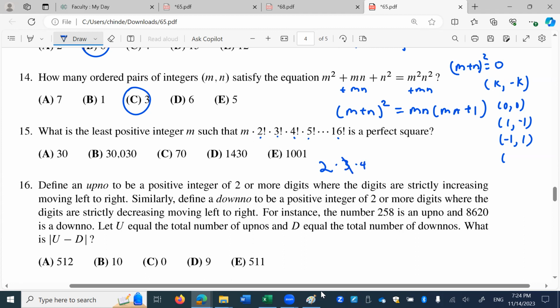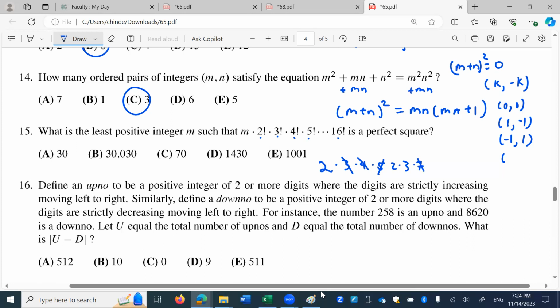4 itself is a perfect square, so I don't care that it has an odd exponent. 5 has an even exponent, right? 5 occurs in every factorial from 5 up to 16. That's 12 total factorials. Every time my number goes up by 1, the number of factorials it is in goes down by 1. 6 occurs in an odd number. 6 I'm going to write as 2 times 3. Again, I'm going to throw out the even powers.